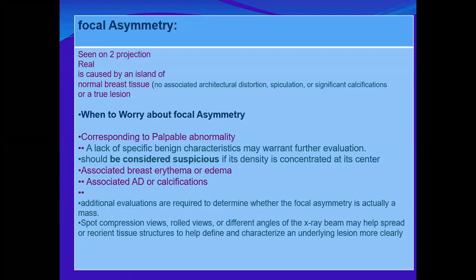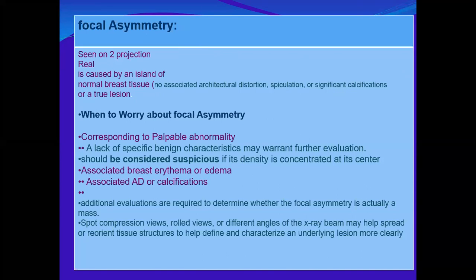Okay, so focal asymmetry seen on two projections. It is a real finding caused by an island of normal tissue, with no associated distortion, spiculation, or significant calcification, then we'll say it is just an island of breast tissue. Or it can be a true lesion, as in this case. It was a focal asymmetry representing an underlying fibroadenoma, obscured because the breast is dense.